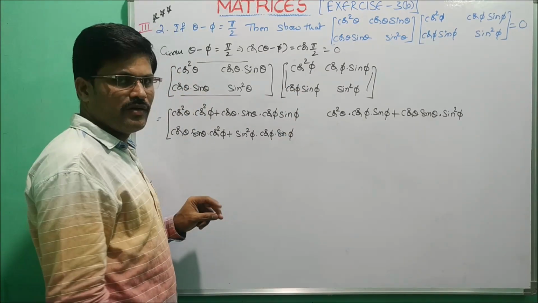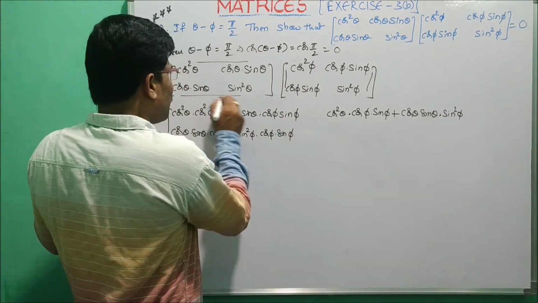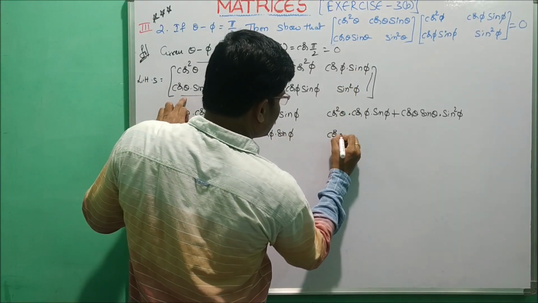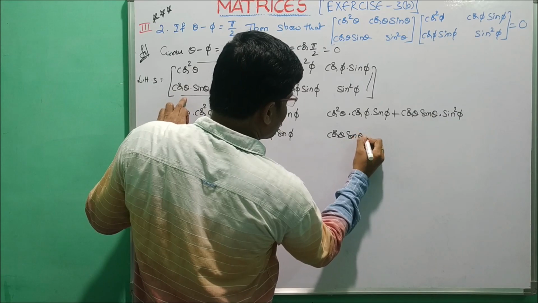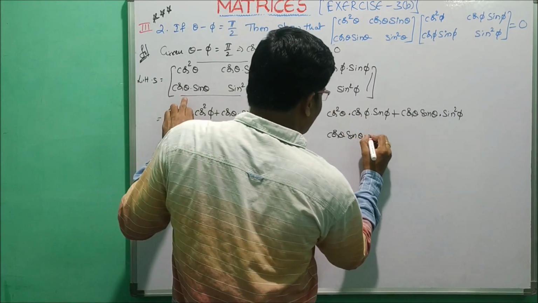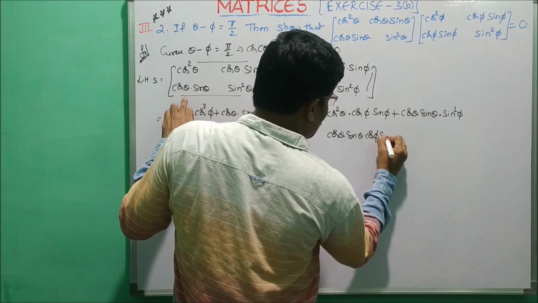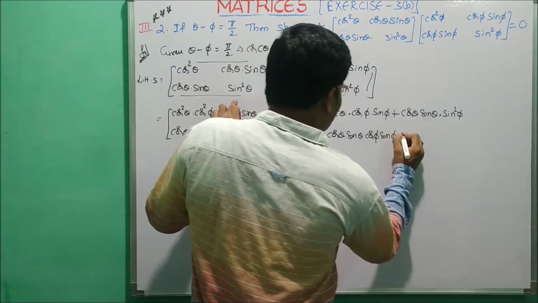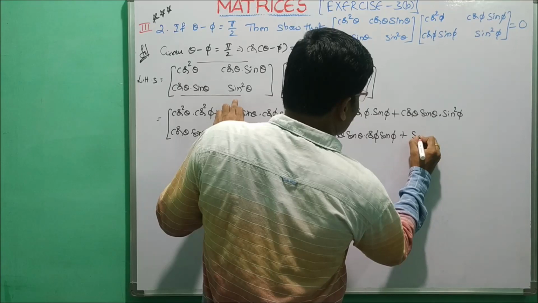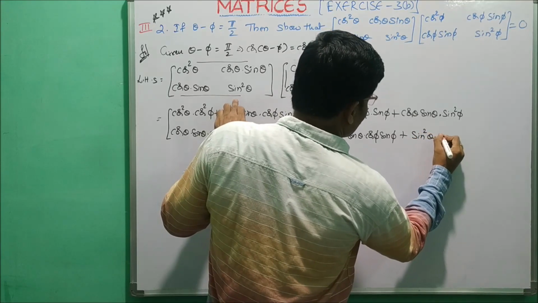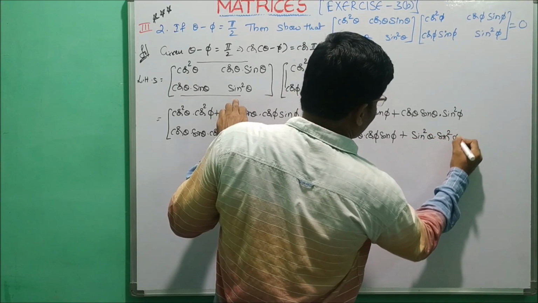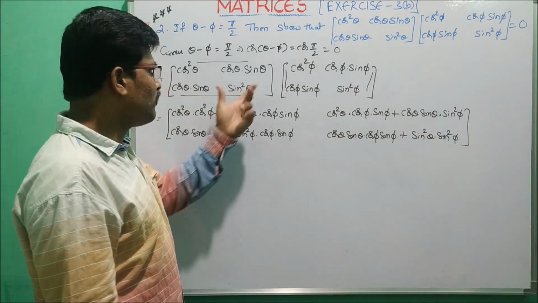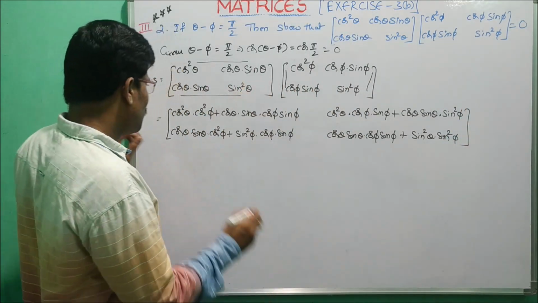This is the second row, first element. Now we take second row, second column: cos theta sin theta into cos phi sin phi plus sin square theta into sin square phi. So this is the resultant matrix, the product of the given two matrices.